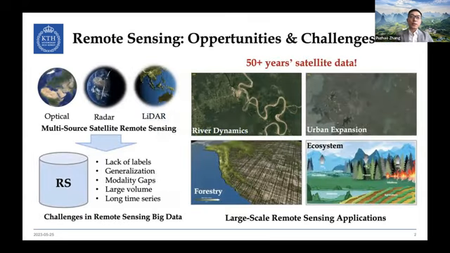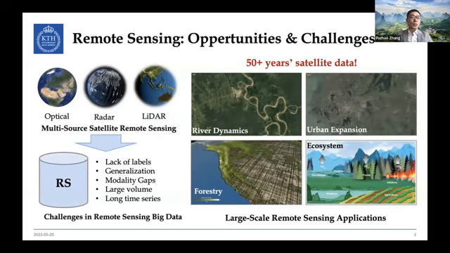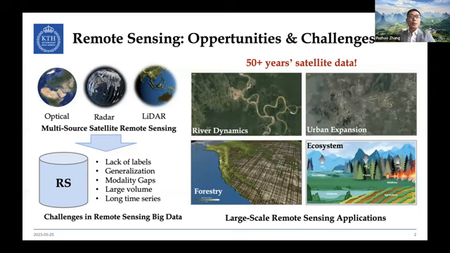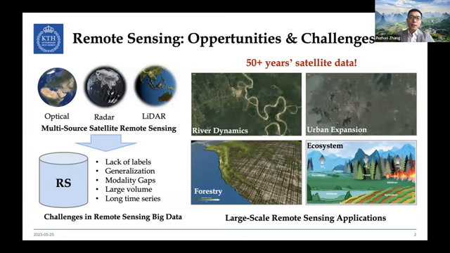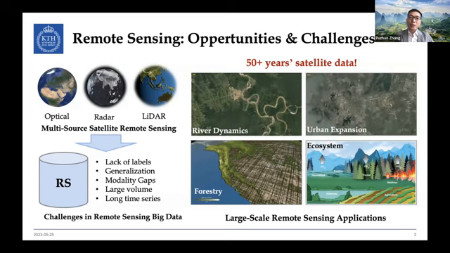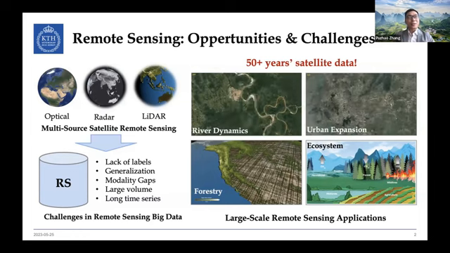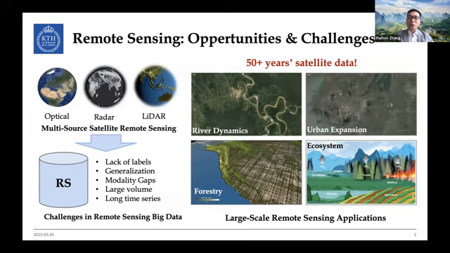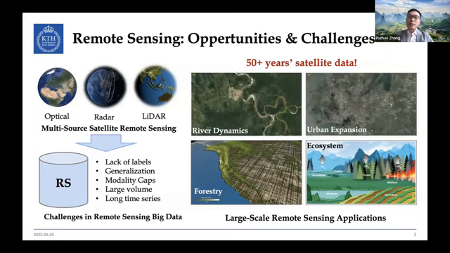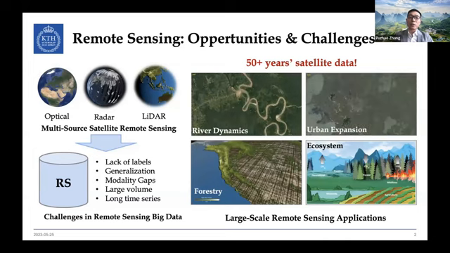As you may know, thousands of satellites are acquiring remote sensing data with different sensors like optical, radar, and LiDAR. This multi-source data can be used in various applications. Especially since the launch of the first Landsat satellites, we have more than 50 years of satellite data so far. So it has quite a potential to be used in urban monitoring, river dynamic monitoring, and also to estimate biomass and for ecosystem modeling.